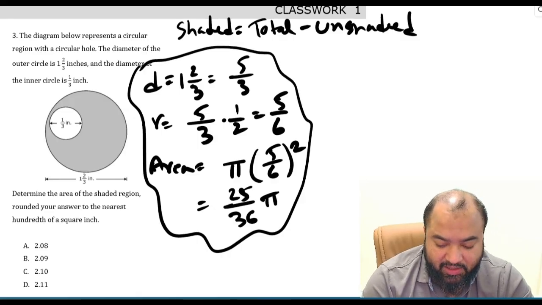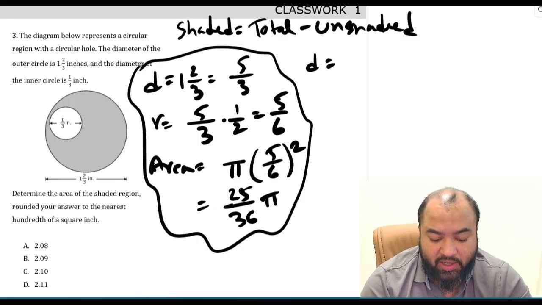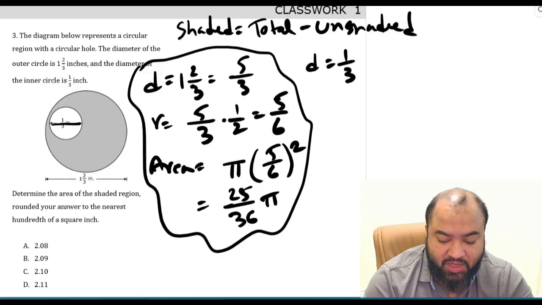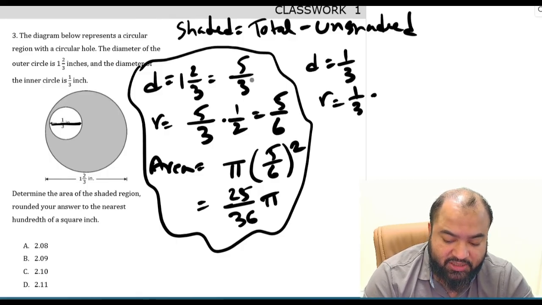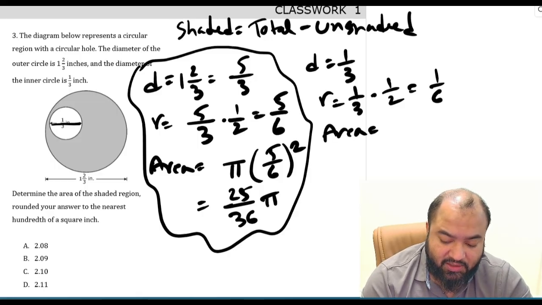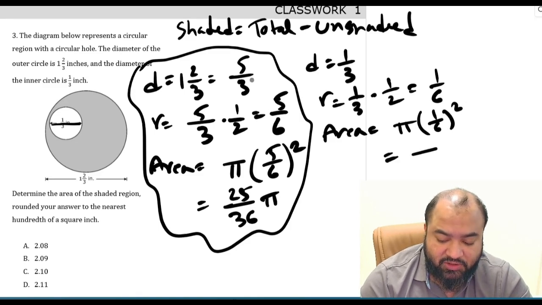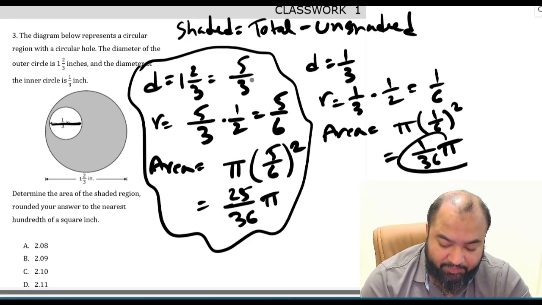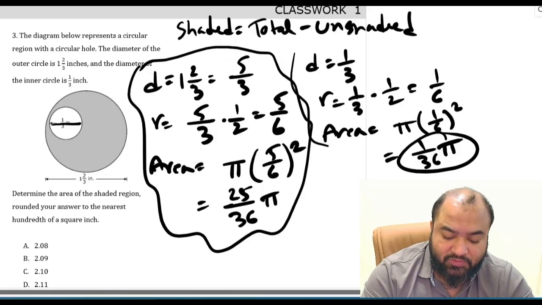Now let's find the area of the smaller one. The diameter of the smaller one is 1/3. It's already a fraction. So radius is 1/3 times half. That's 1/6. Just multiply the top and the bottom numbers. And area is, put a pi, and square means power to the 1/6. So that's 1/36 pi. Now what do we do? This is the area of the small one.